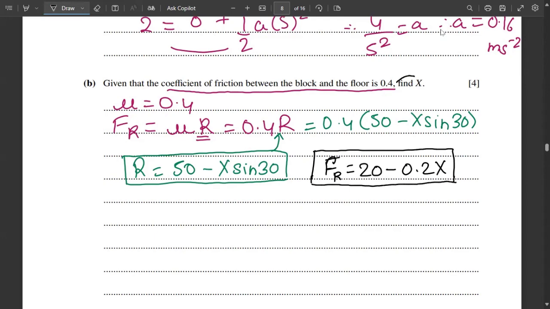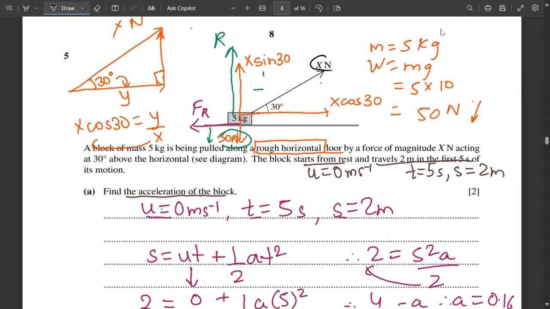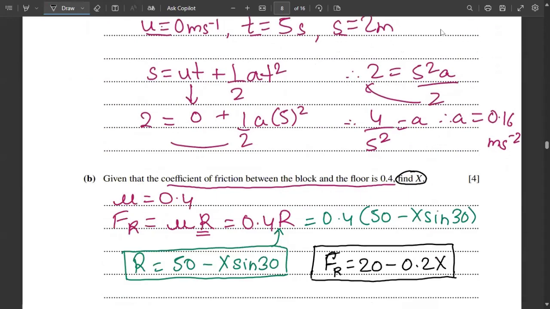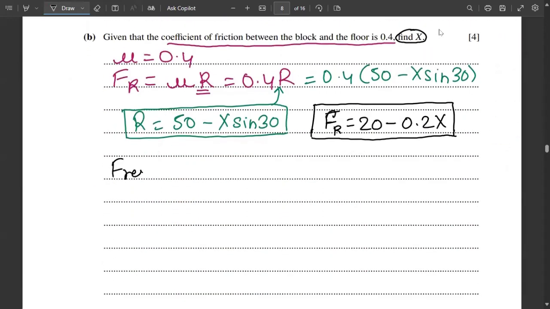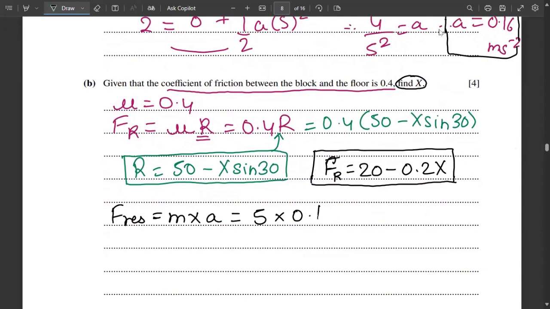Now what they have told us to do is to find X. X is the force which is acting. So first, F resultant is equal to mass into acceleration. The mass of the object is 5 kg, and it is accelerating at 0.16 meter per second square. So we can write 5 into 0.16. Let me check that in my calculator. 5 into 0.16, yeah, that is 0.8 Newton.